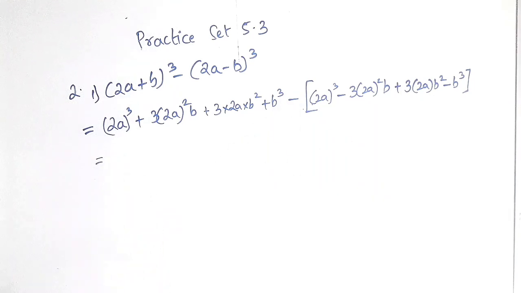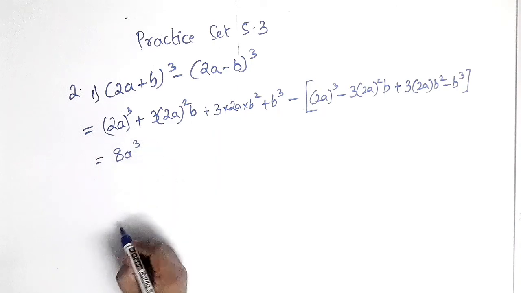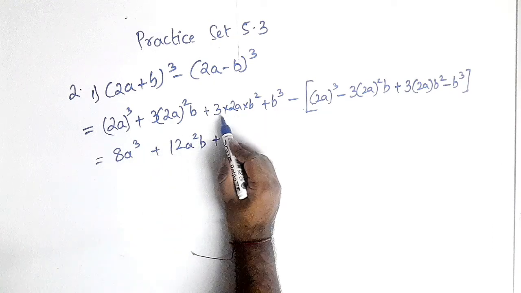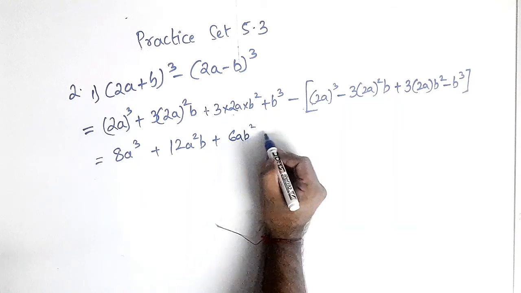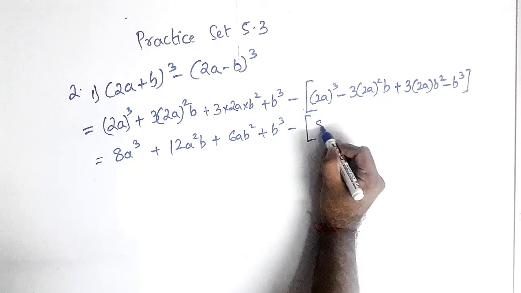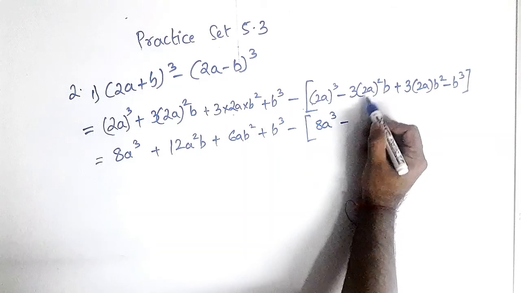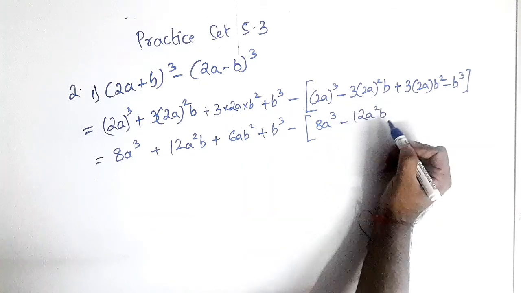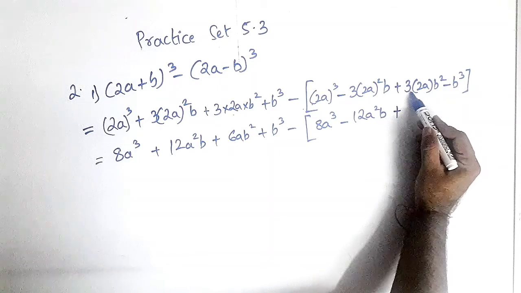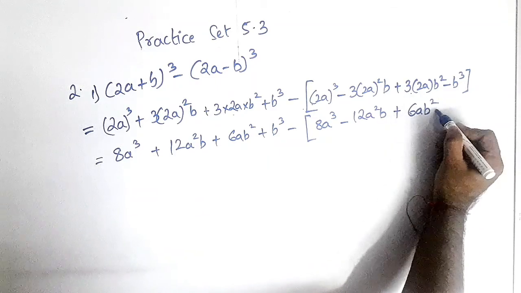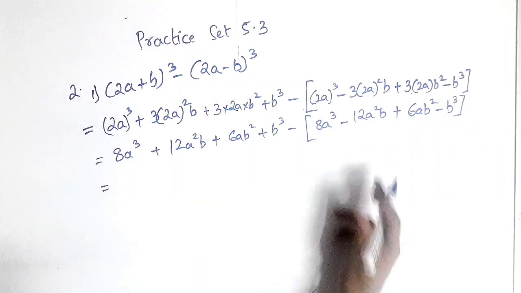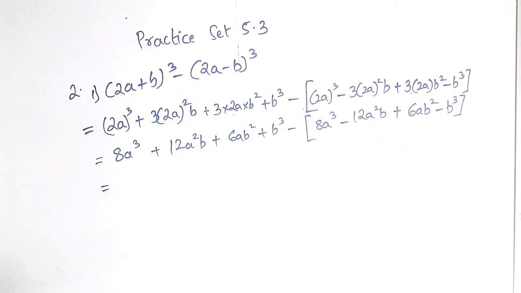Okay, now this is 8a cube, correct, plus 2 square is 4, 4 3s are 12, 12a square b plus 3 2s are 6, 6ab square plus b cube minus, still I am not opening the brackets, square brackets I am putting as it is. 2a cube is 8a cube minus 2 square is 4, 4 3s are 12, 12a square b plus 3 2s are 6, 6ab square minus b cube.